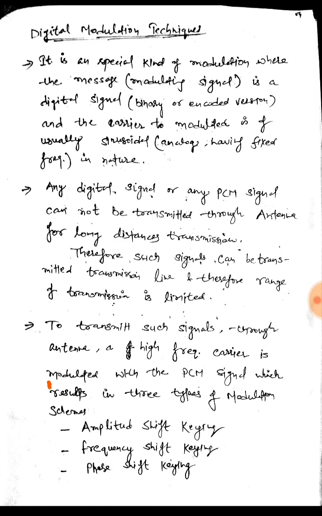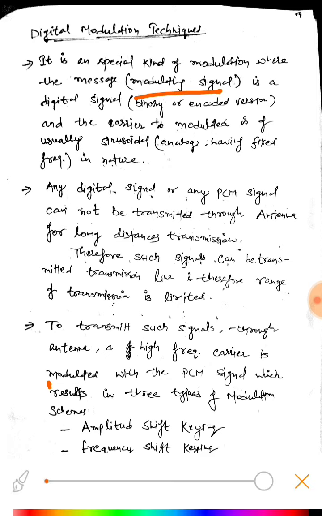So let's see how. It is a special kind of modulation where the message, that is the modulating signal, is a digital signal, binary or any encoded version. Normally we will use the binary information in the form of 0 and 1, and the carrier, that is the wave to be modulated, is usually sinusoidal or analog, having fixed frequency. So our information is digital, while the carrier we use in this technique will be analog in nature.